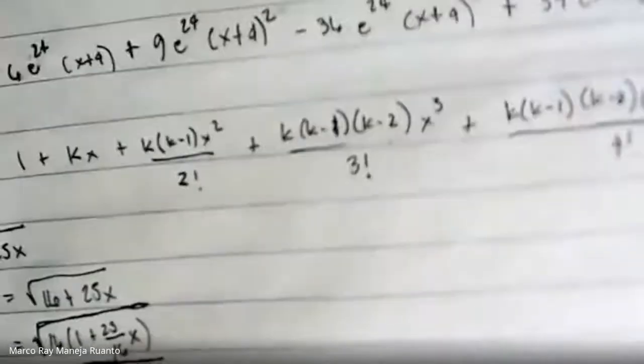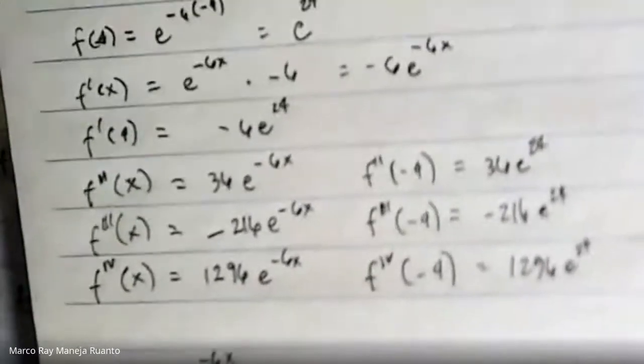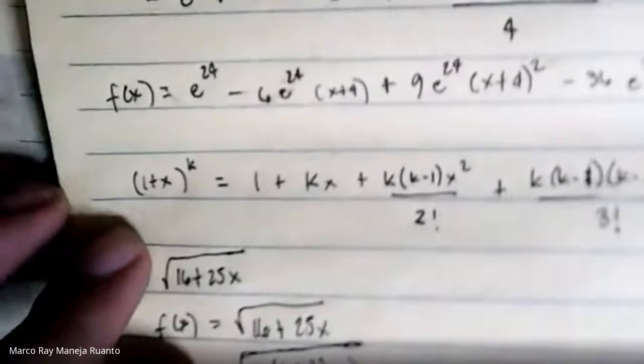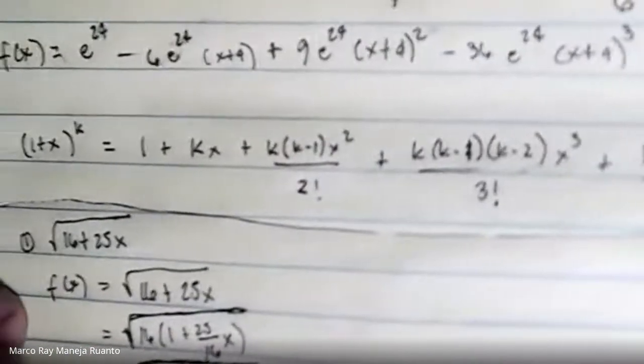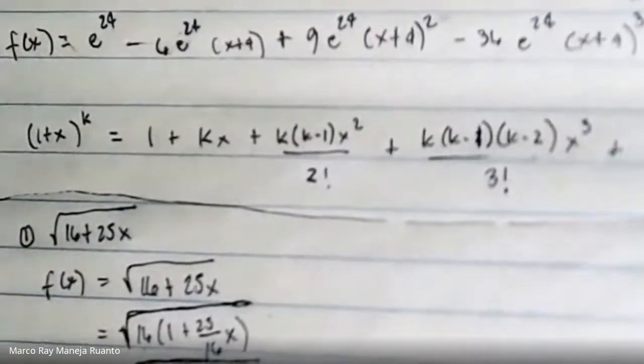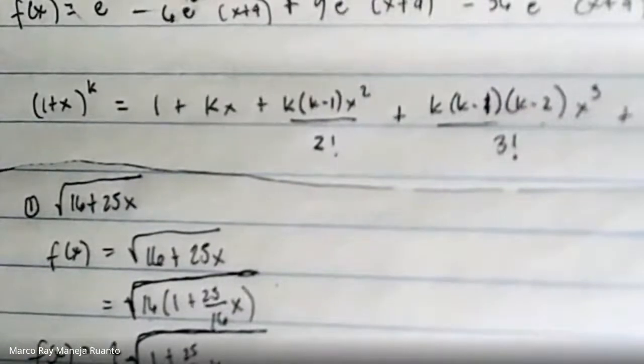Just take note of the formula that we have here for binomial expansion. It is a bit long, but before the calculator became popular, this is what mathematicians did.